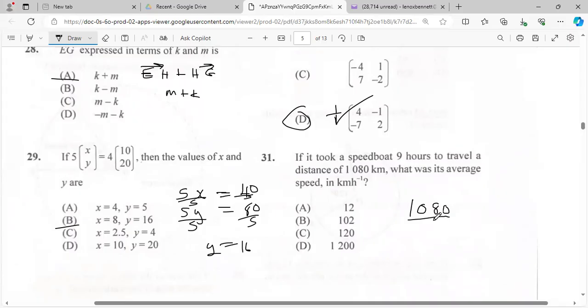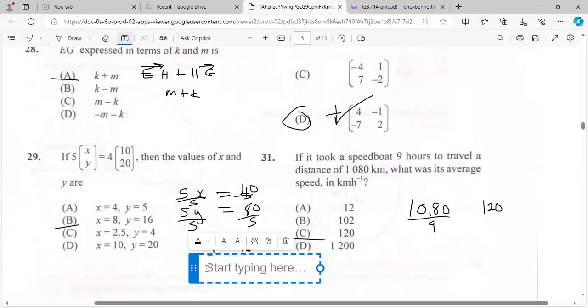So all we have to do is divide by 9. 9 into 10, that's 1 time, remainder 1. So that's 2 and 0. So it's 120.